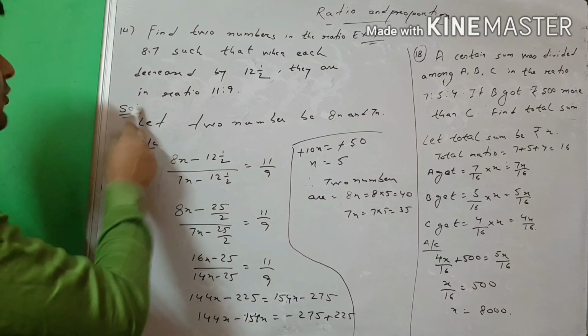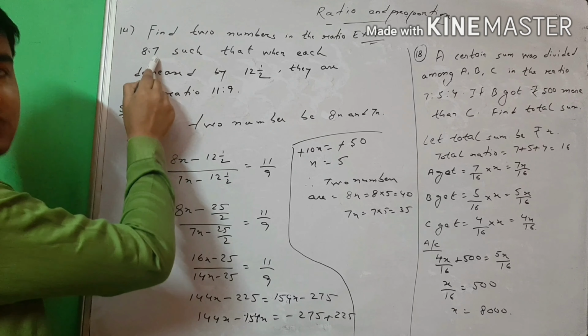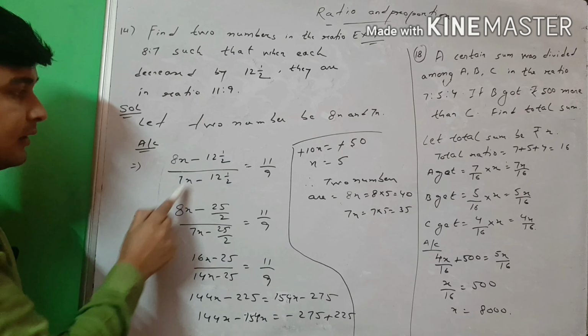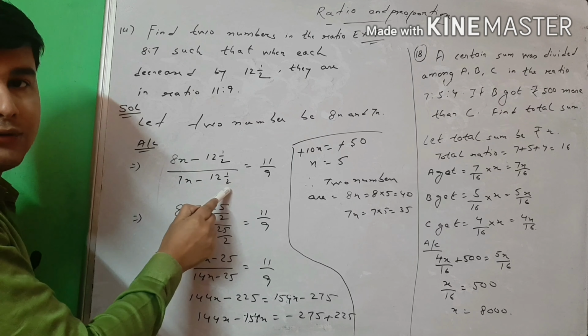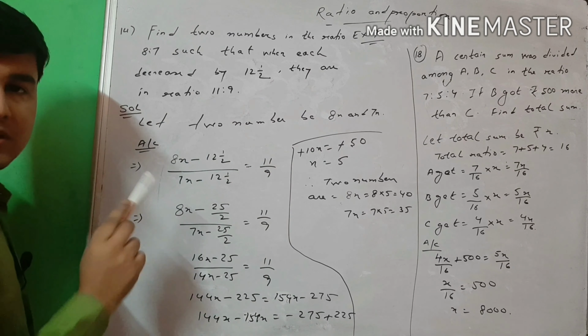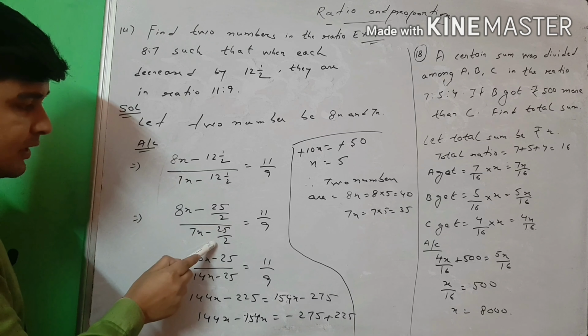Clear? So our solution: let the two numbers be 8x and 7x, because 8:7 is mentioned here. So our two numbers are 8x and 7x. Clear? When each one is decreased by 12 and a half, they are in the ratio 11:9. It is our main equation. Clear? 8x minus 12 and a half means 25/2.